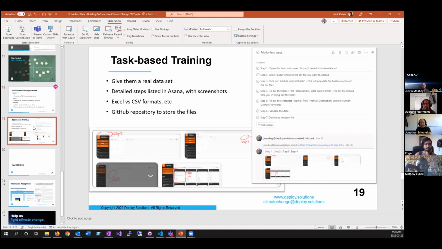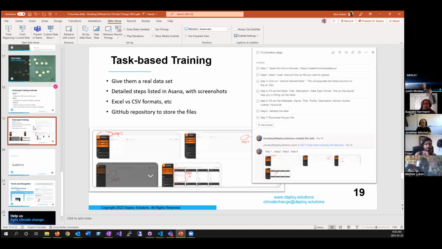So other than giving them a demo, we created a task on Asana so that they can go back and follow it later. And also we used Asana to assign them the tasks on how they should create a Frictionless schema once they finish collecting primary data.